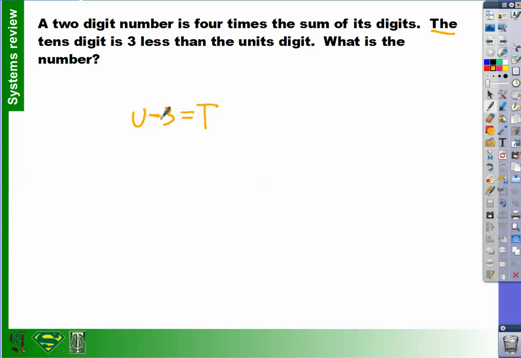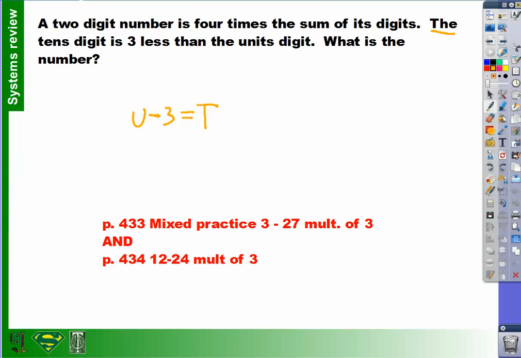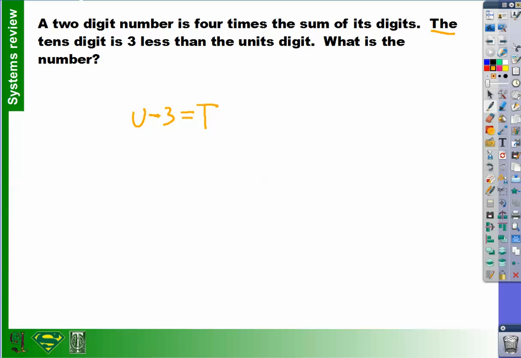All right. So now the trick is going to be this first equation. How are we going to get this first equation? Before we get too far into it, I would like to remind you that if I said that our number was TU, well, what does it mean when you have two letters next to each other? Multiply. So the number is not TU. Think back to first grade.